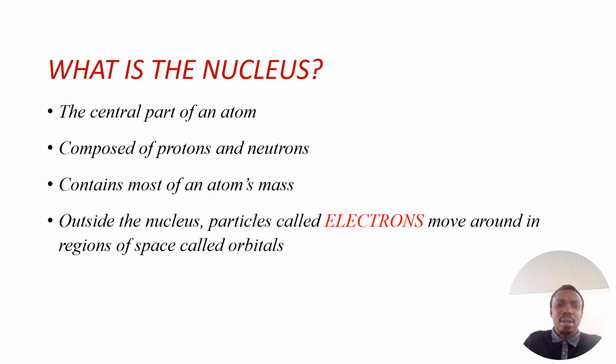Outside the nucleus, particles called electrons move around in regions of space called orbitals. This is just a description of the atomic structure, which consists of the nucleus, where the protons and the neutrons are concentrated and where most of its mass is concentrated. Then outside the nucleus, particles called electrons move around in a region of space called orbitals. An orbital is a space or region where one is likely to find an electron.